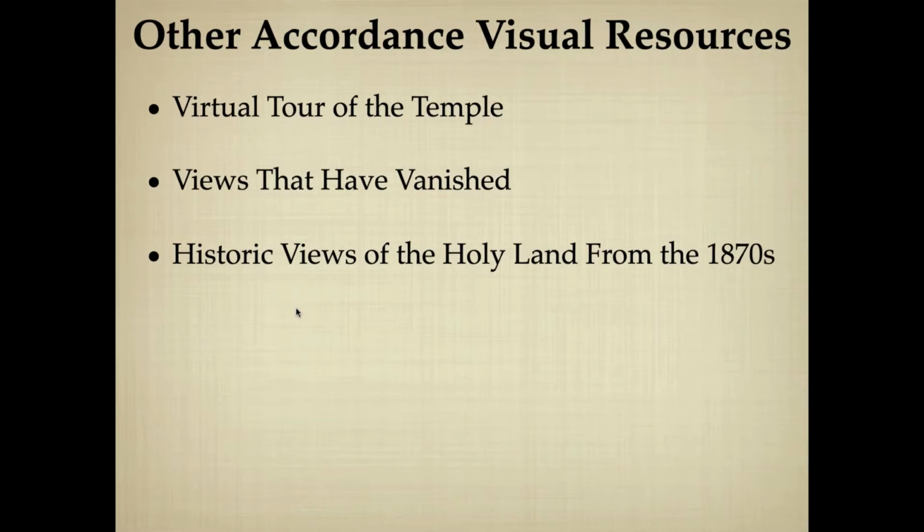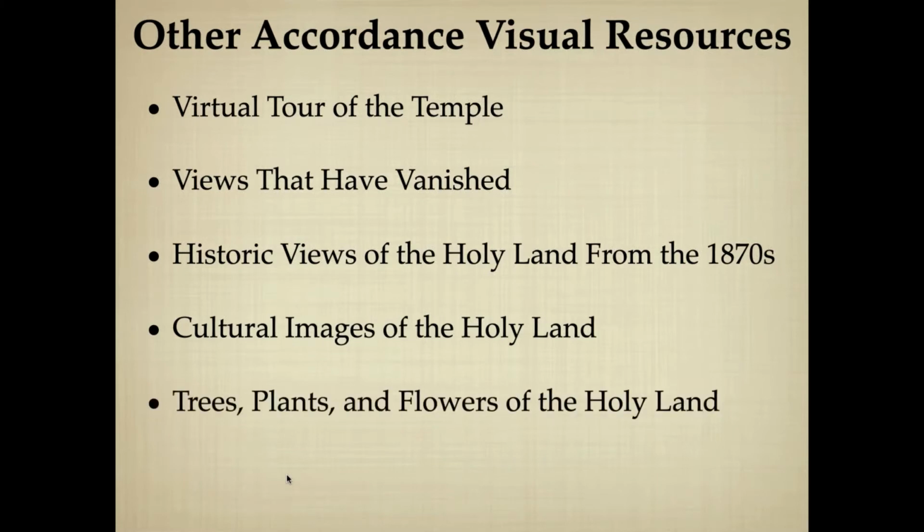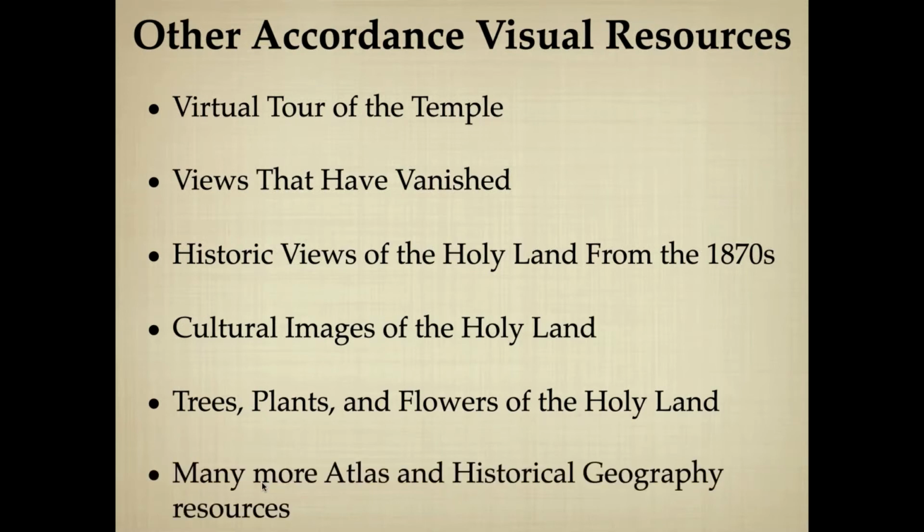And then we have another historic view of the Holy Land from the 1870s, but these are primarily drawings of early explorers, not photographs so much. And then we have both cultural images of the Holy Land and trees, plants, and flowers of the Holy Land also here. And then last but absolutely not least, we have many more Bible atlases and historical geography resources. I just showed you The Sacred Bridge as probably the most well-known and probably the best of them. So this is an overview of all the Accordance visual resources.